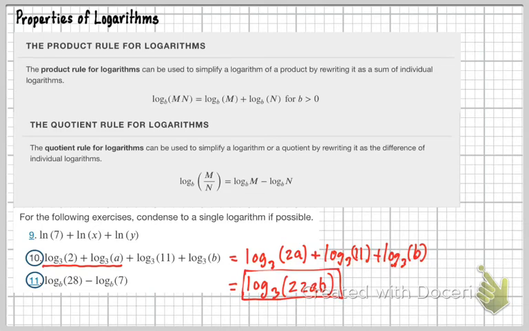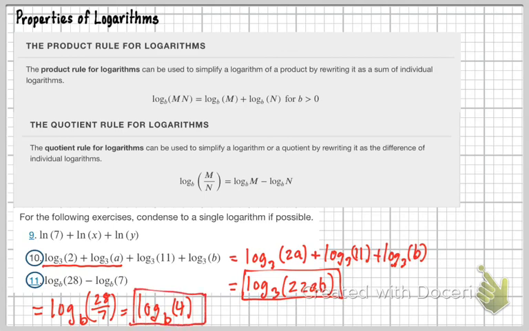Now let's take a look at number 11. Number 11 is a subtraction here. A subtraction of logs is my quotient rule. The addition of logs is my product rule. So now I'm going to deal with this quotient rule. In essence, all I have to write is m over n. So this is going to be the log base b of 28 over 7. Now again, when I have something like this, I must simplify when possible. So this is going to end up being log base b of 4. So there's my answer for number 11.